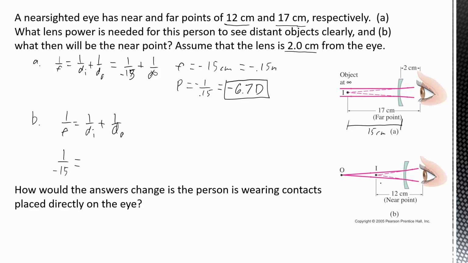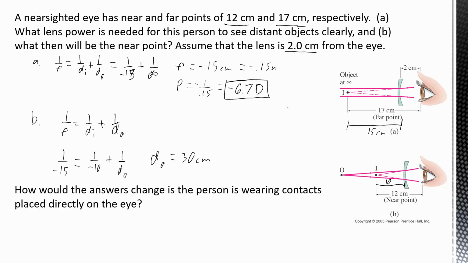The image distance is the distance where we are going to be seeing this thing, and it is measured from the lens, so it's going to be negative 10 because it's a virtual image on this side of the lens. And then we're going to solve for our object distance, which tells us where we're going to place objects such that they appear at our near point. We go ahead and do a bit of algebra, and we get an object distance of 30 centimeters.